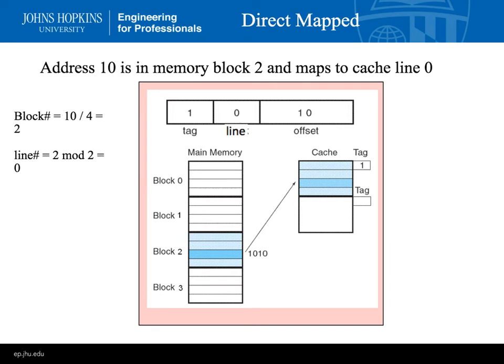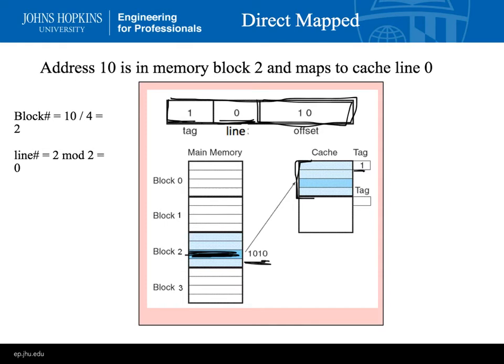So here we show it again. If we wanted address 1010, we would calculate the offset, so that's where it is in the block, described with this. The line number in the cache would be described by this, and then the tag would be this. And this is the address in main memory.